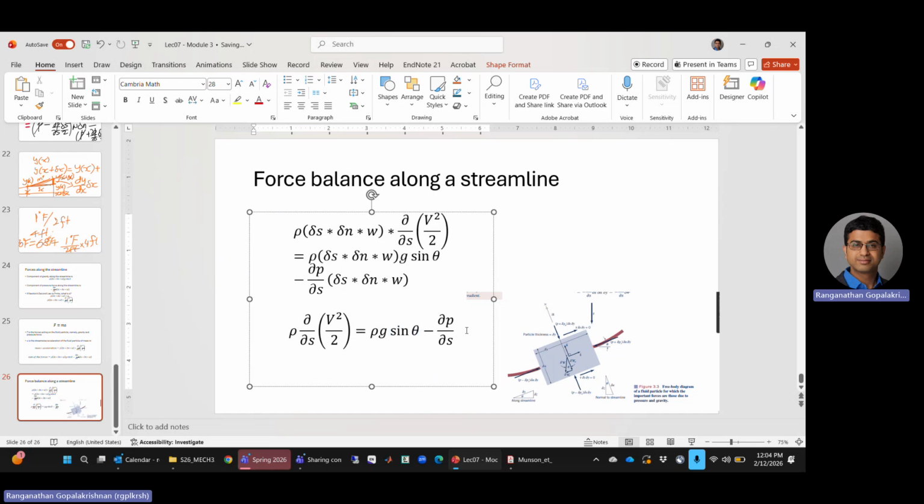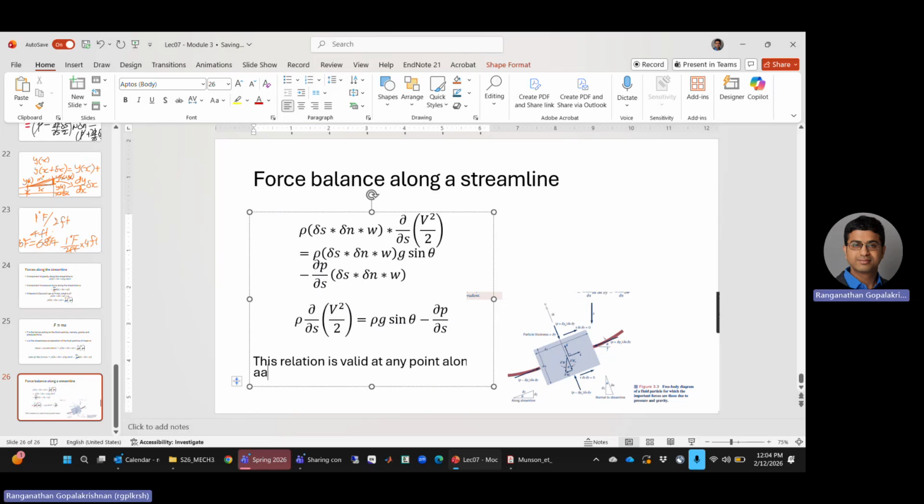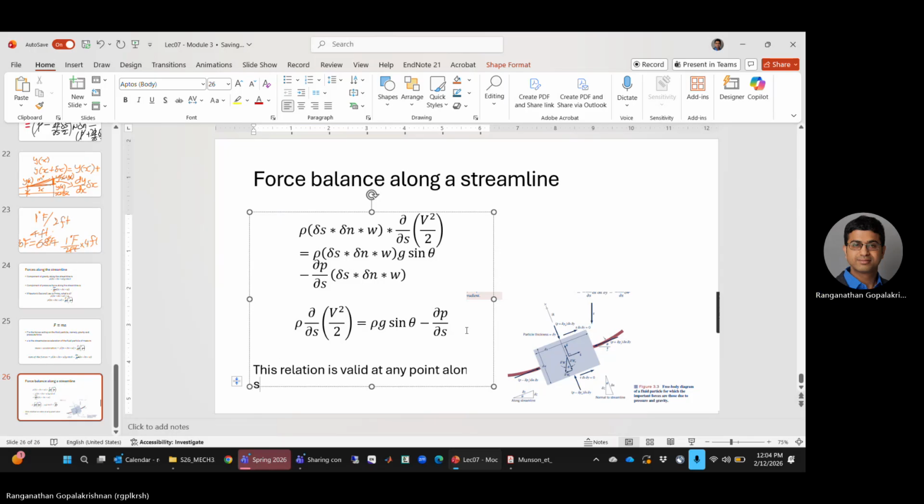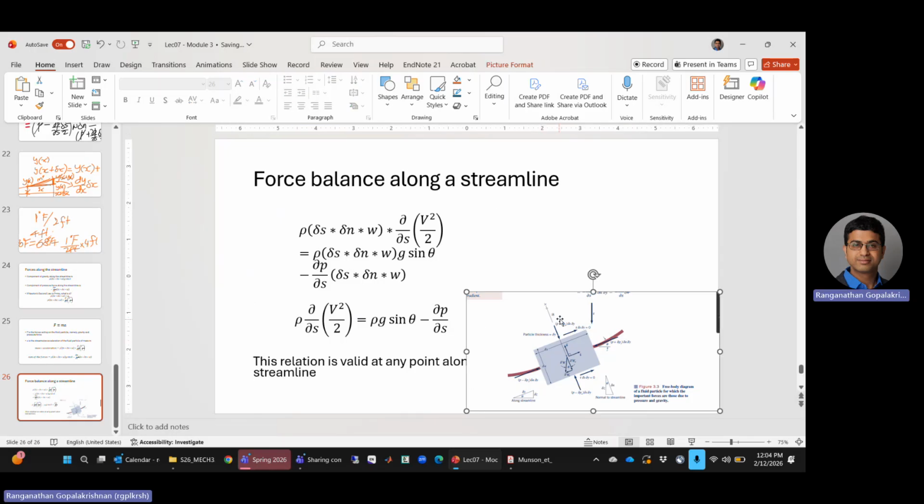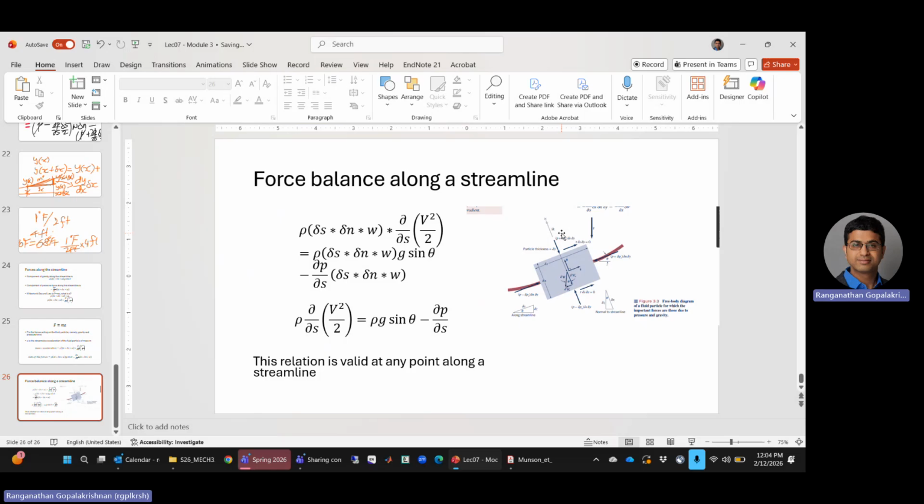So this relation is valid at any point along a streamline, but you have to write it for each point separately. It's not generalized for the entire curve or the entire streamline. If you want to do this, you have to zoom out. Instead of focusing on a single point, you should focus on an entire streamline.